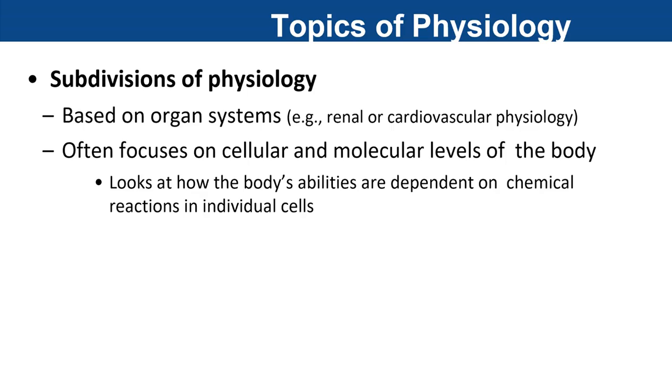We're going to subdivide physiology based on organ system. For example, there are renal physiology and cardiovascular physiology, in which they're going to study the kidneys' function and the heart and blood vessels' function. Physiology is the scientific study of the chemistry and physics of the structures of the body and the ways in which they work together to support the function of life. So it often focuses on the cellular and molecular levels of the body.